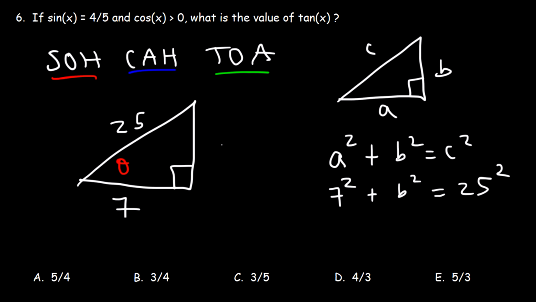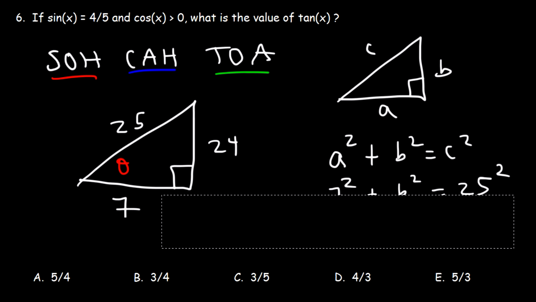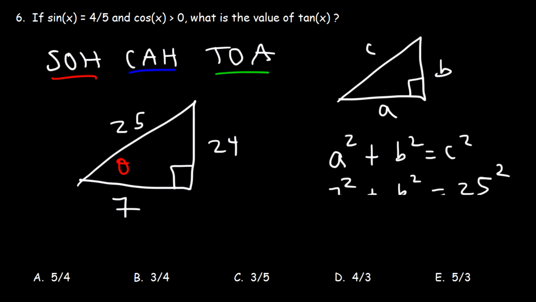Now, if you ever forget that, you can always fall back to this equation. 7 squared is 49. 25 squared is 625. 625 minus 49 is 576. And the square root of 576 will give you 24. So you can always use the Pythagorean theorem to find the missing side of a right triangle.